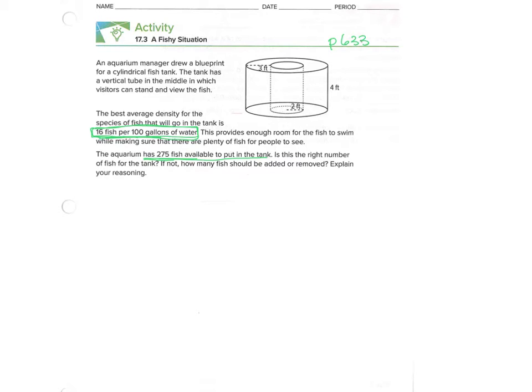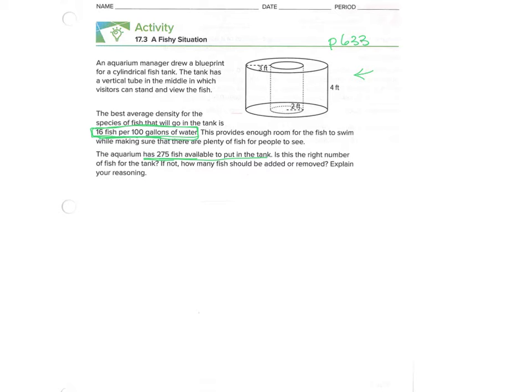Is that the right number of fish? If not, how many fish need to be removed or added? So I'm not going to worry about the 275 until the very end. I need to find out how many fish can go into this tank. So I've got lots of steps here.